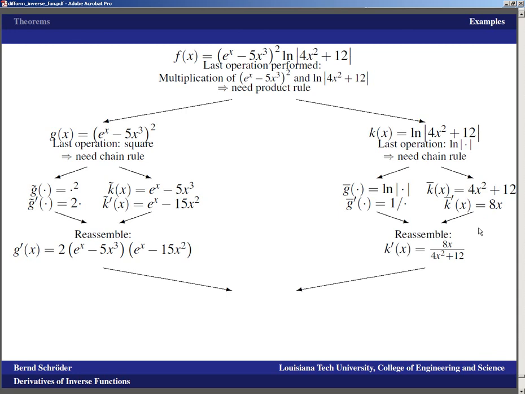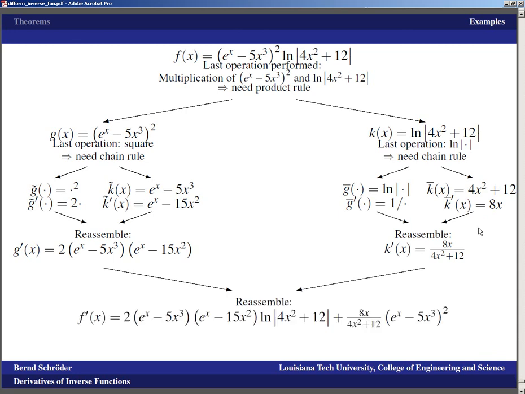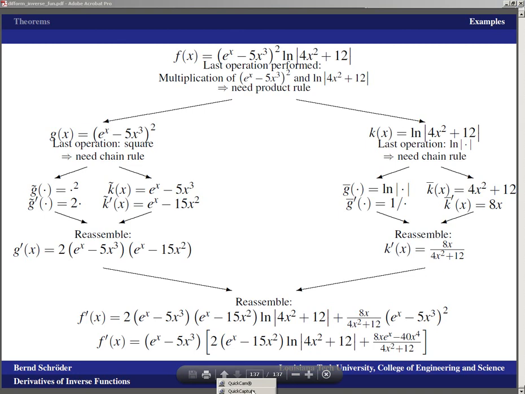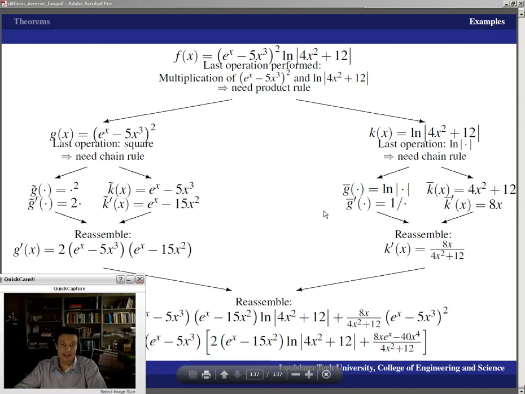All right, now you reassemble that according to the product rule, and you get that the derivative is derivative of the first, all this stuff, times the second, coming from here, plus derivative of the second, times all the stuff from the first. And then you can simplify that, and you, of course, end up with exactly the same result as before. And that's it for differentiation rules.